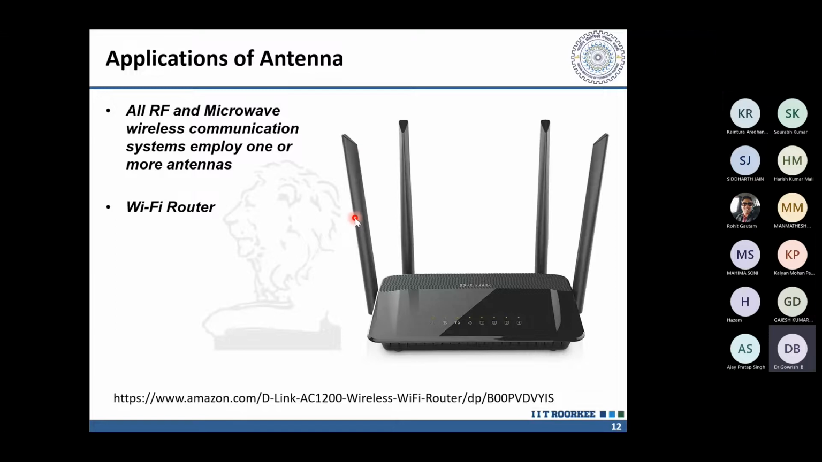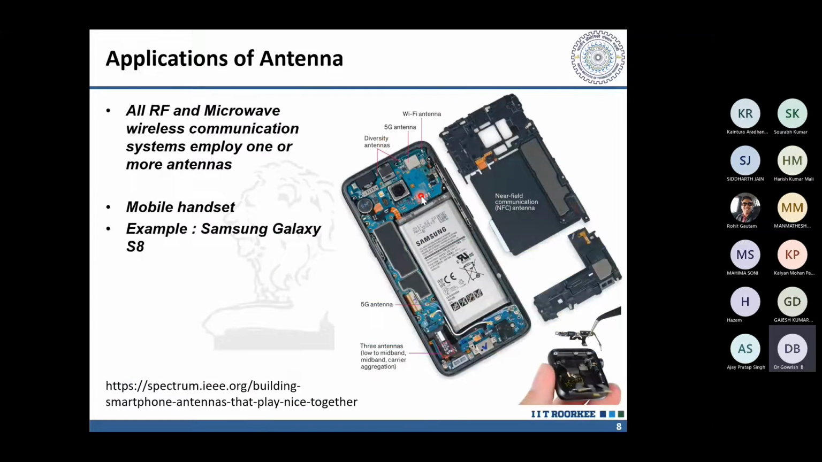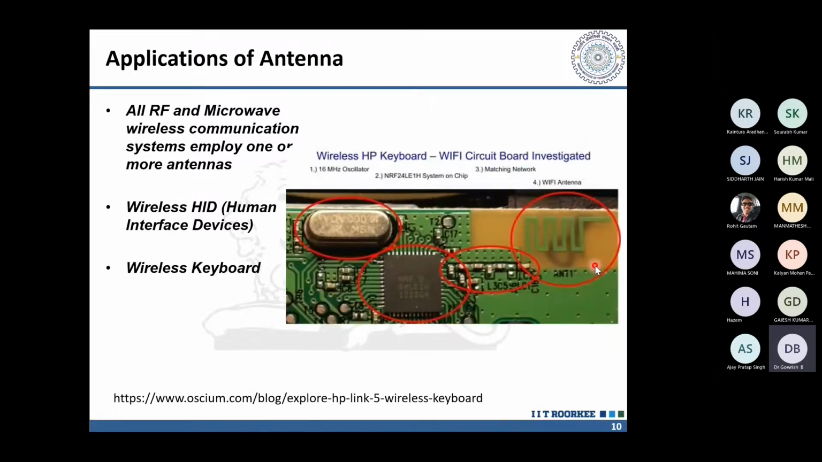By the way, before going to this, very often, the antennas used in mobile handsets and HID devices should be low cost. It cannot be a very expensive antenna. It has to be a very low cost antenna. That's why they all use PCB antennas in these devices, because the entire product cost itself is very low. So the antenna cost also has to be less. So very often, they print the antennas in PCB technology, so that reduces the cost significantly.